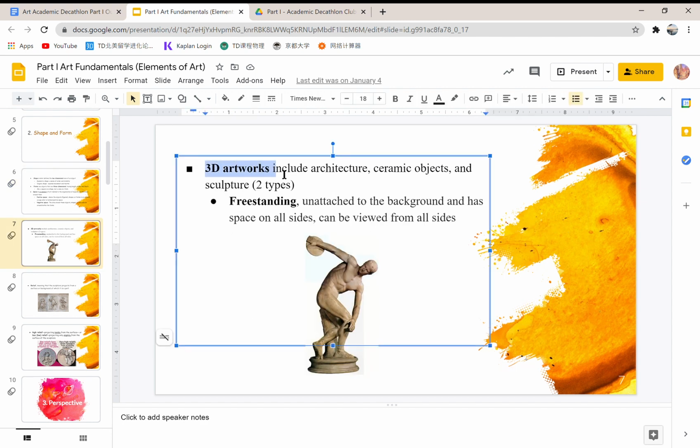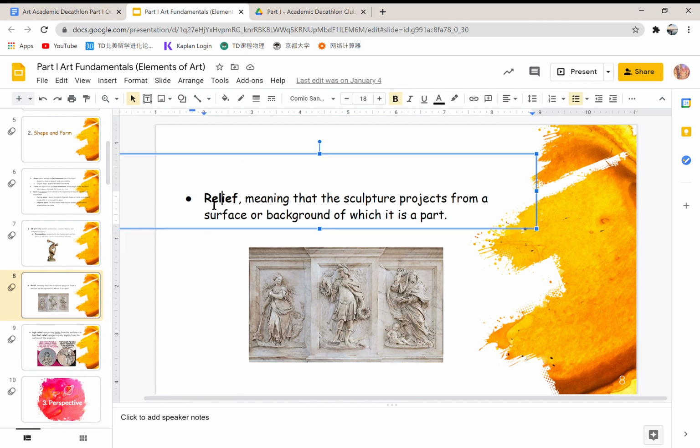So we have 3D artworks that include architecture, ceramic objects, and then sculptures. We have two types of 3D artworks. The first one is called freestanding, meaning unattached to the background and has space on all sides, can be viewed from all sides. So that's a definition for freestanding. The second type of 3D artworks is called relief, meaning that the sculpture projects from a surface or background of which it is a part, so you cannot view it from every single angle.